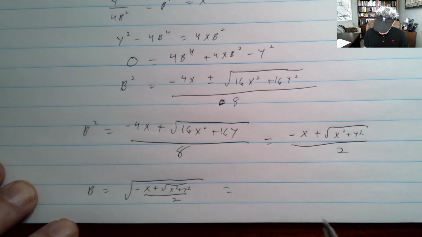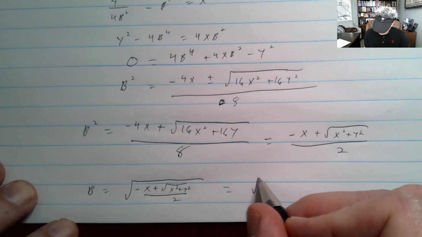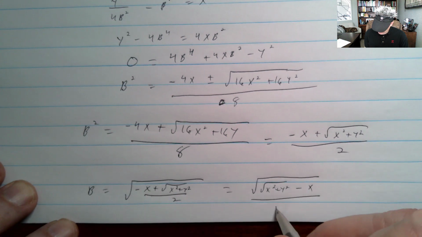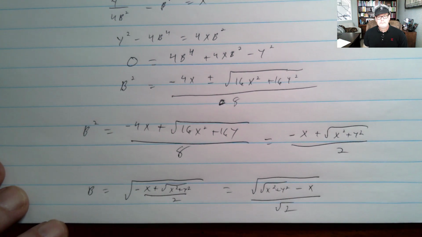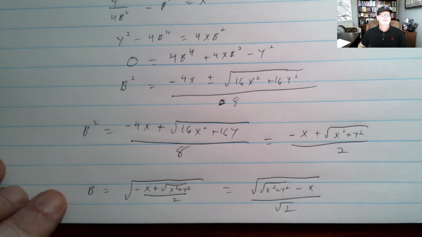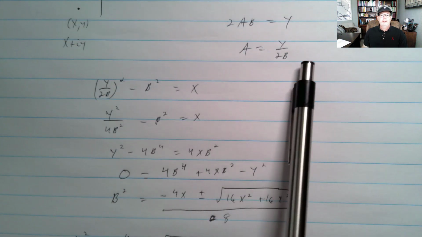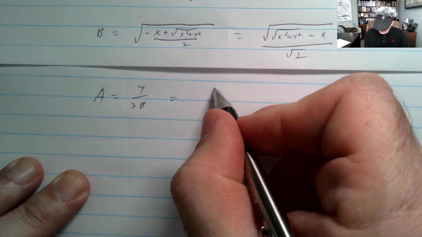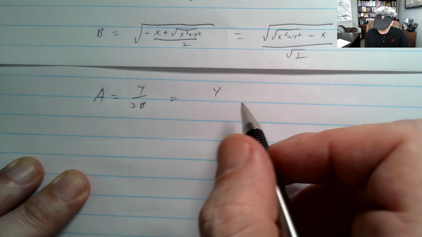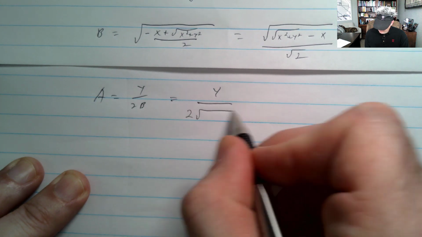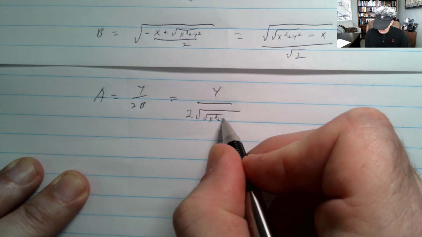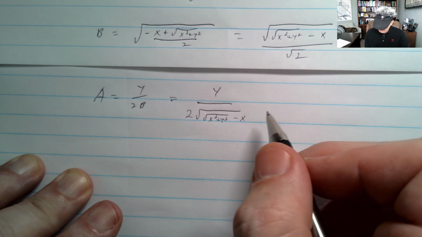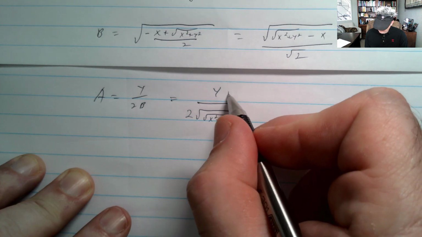Kind of like to subtract after the fact, so let's put it as the square root of x squared plus y squared minus x, all over root 2. And again, we can then solve for a: y over 2b. So since a is y over 2b, we'll flip and multiply, to the square root of x squared plus y squared minus x, and bring this root 2 up, so root 2.